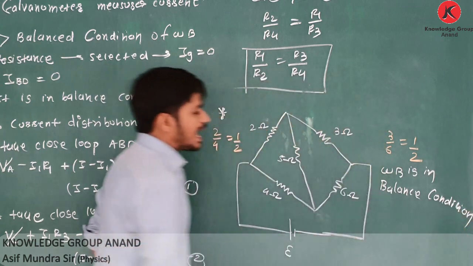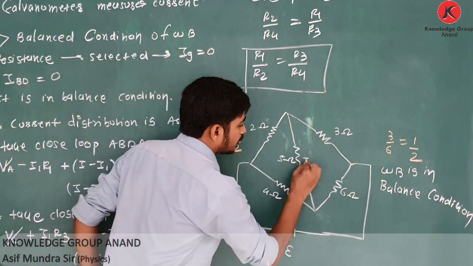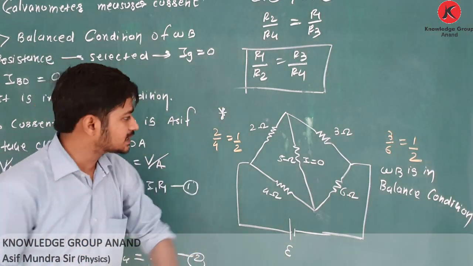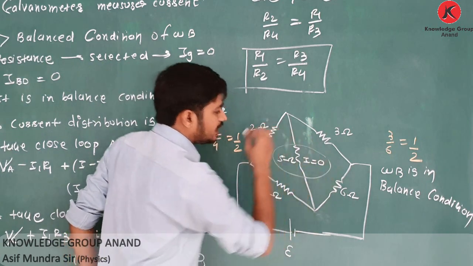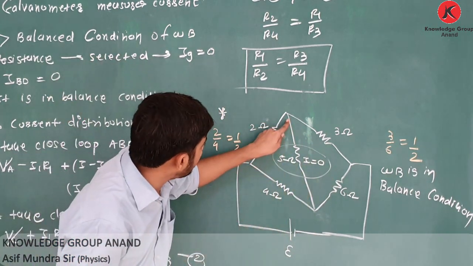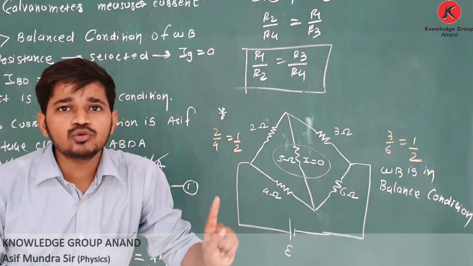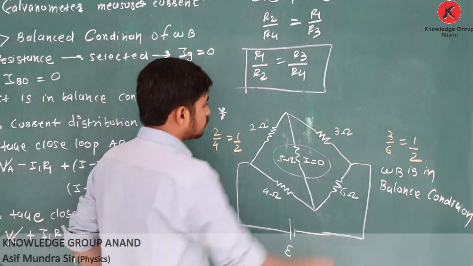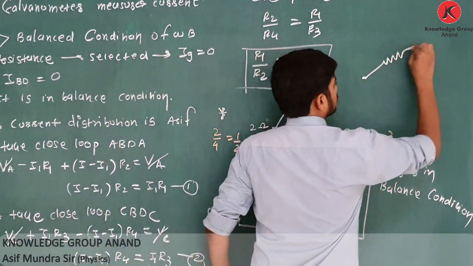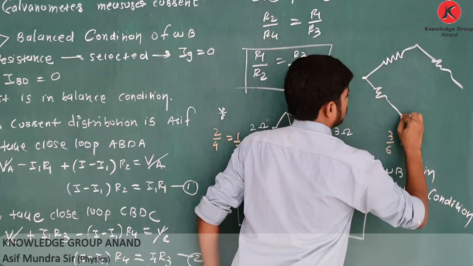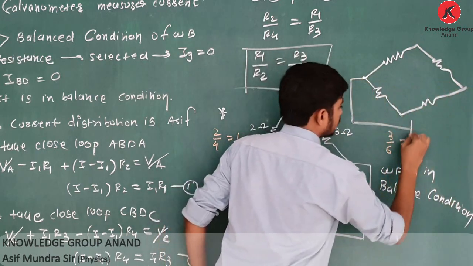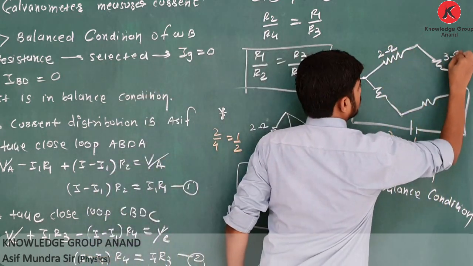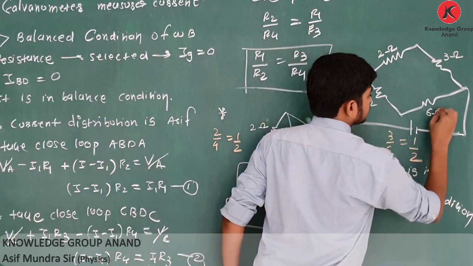In this balance condition, the current flowing through this arm is 0, which means you can eliminate this arm. So how do we reconstruct the figure? It is simple. Cell, then 2 ohm, 3 ohm, 4 ohm, and here 6 ohm.